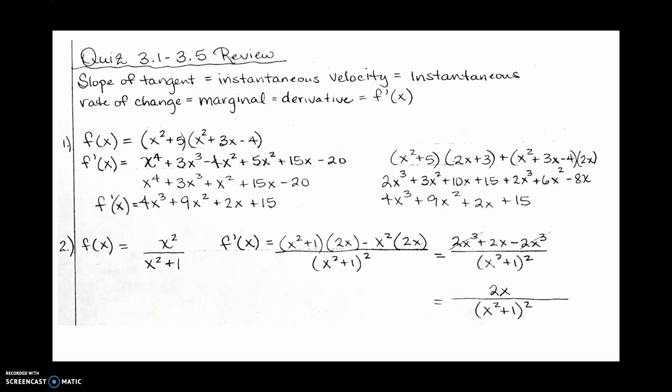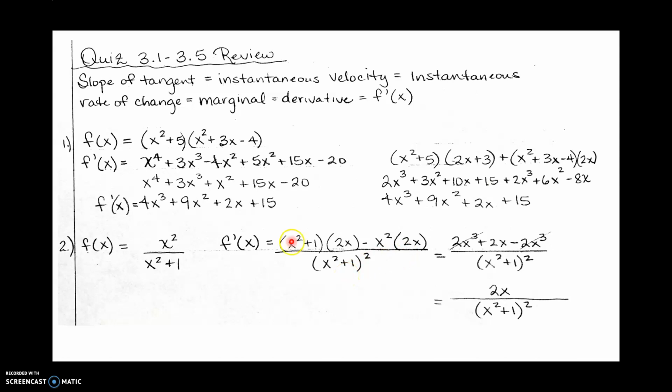All right, for number 2, same idea. They want us to find the derivative. This one we have a quotient, so we're going to do denominator, x squared plus 1, times derivative of numerator, so derivative of x squared is 2x, minus numerator, x squared, times derivative of the denominator, so the derivative of x squared plus 1 would be 2x. So denominator times derivative of numerator minus numerator times derivative of denominator all over denominator squared.